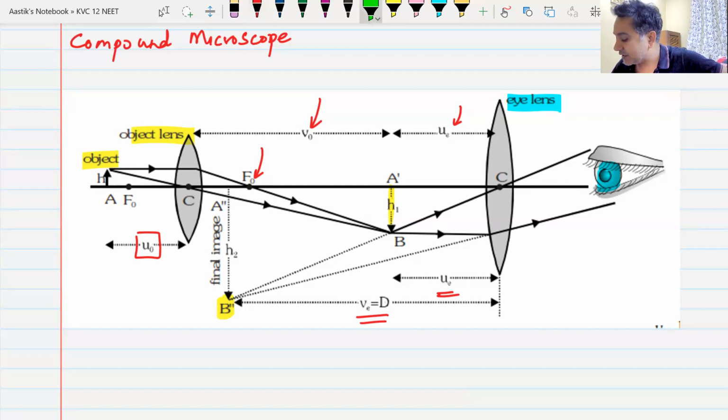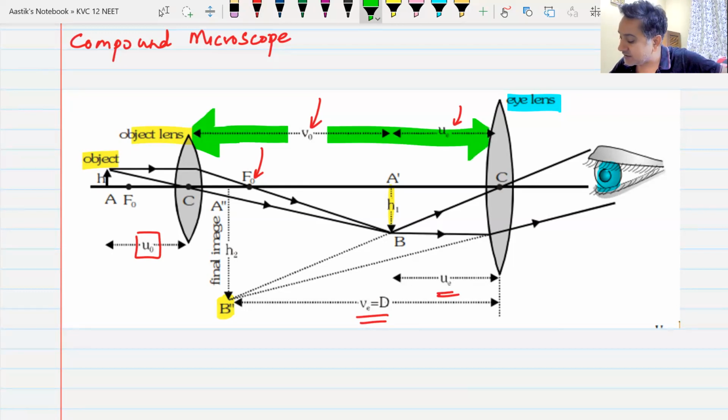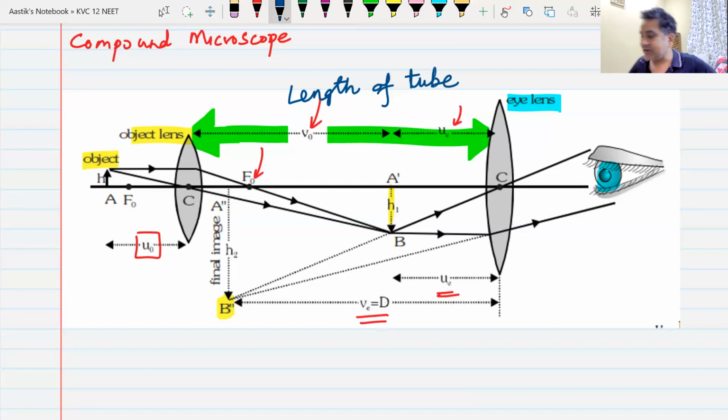This length that you see is known as the length of the microscope. Do you understand this total length? This is the length of the tube of the microscope. So what are the things that you must remember? The length of the tube of the microscope is V naught plus UE. Do we see this? Yes or no? Yes, sir.